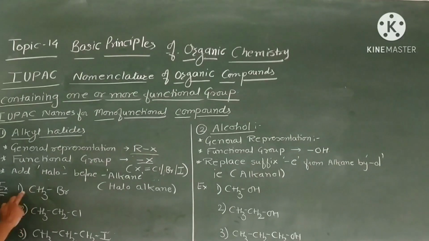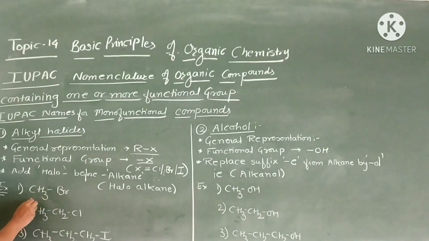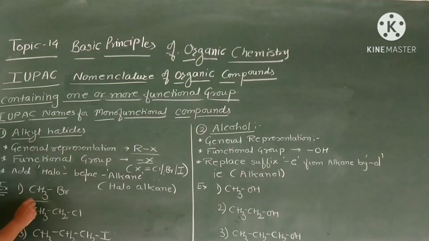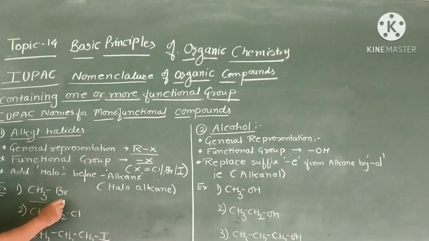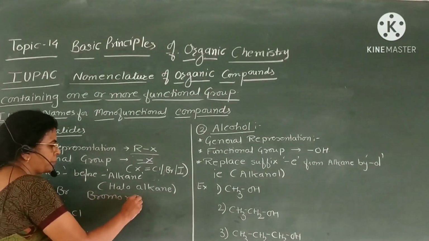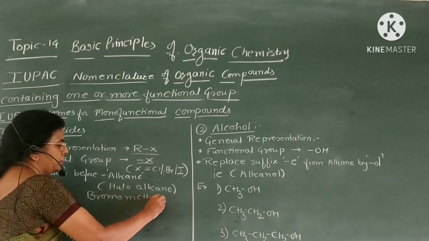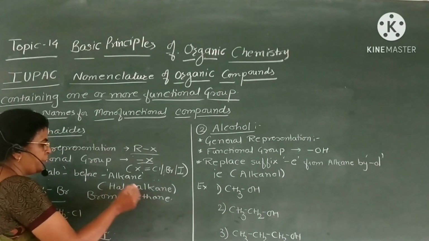For example, the first example is CH3Br. Here there is bromine and one carbon atom is present. Therefore the parent alkane becomes methane, and with bromine it becomes bromomethane. That is, the IUPAC name of CH3Br is bromomethane.